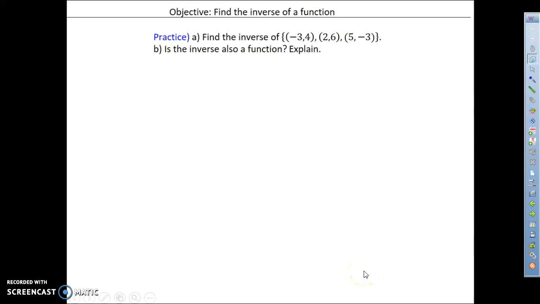Here is a practice problem. I want you to write this one down. I want you to pause the video. I want you to do it. I'll attach a PDF with the answers to the practice problems. You can go ahead and investigate that, but try this, see if you get it right.